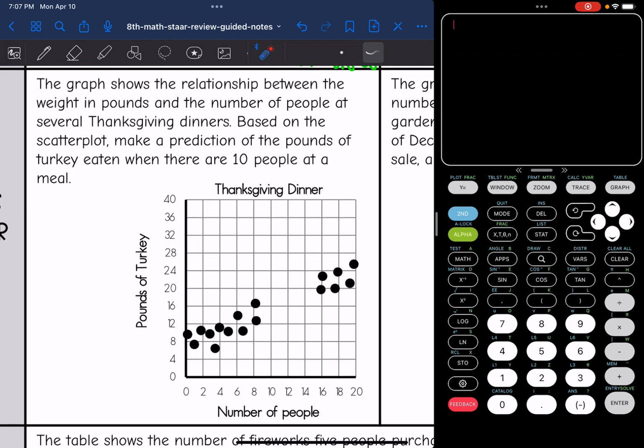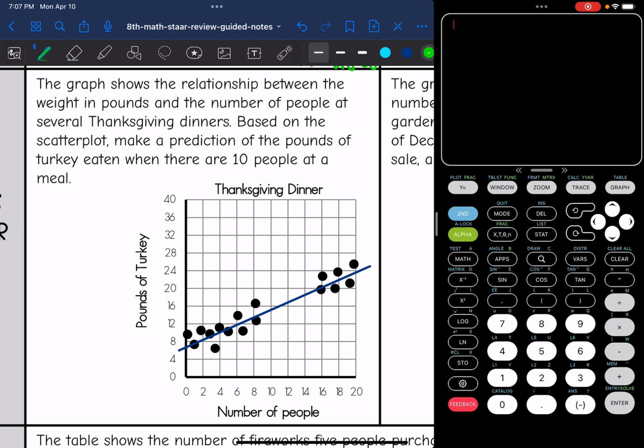It says the graph shows the relationship between the weight in pounds and the number of people at several Thanksgiving dinners. Based on the scatter plot, make a prediction of the pounds of turkey eaten when there are 10 people at the meal. So the first thing I'm going to do is draw a trend line through my graph. Remember, I want about as many points above the line as below, and it should be going the same direction as my data.